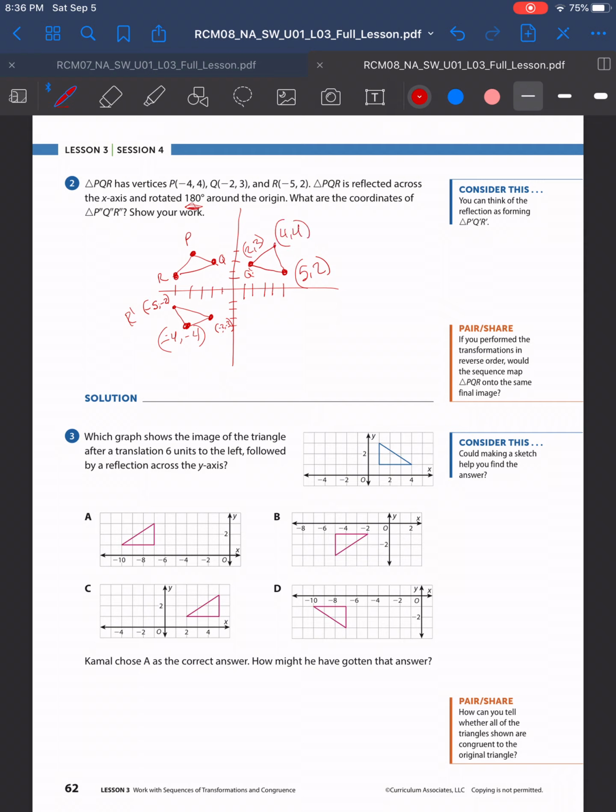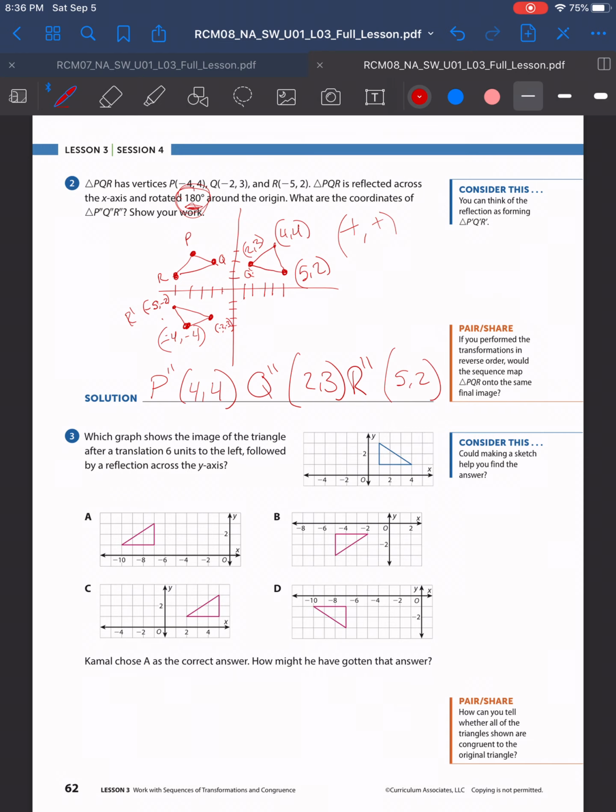Okay. So the rules about rotations: if you're rotating 180 degrees, you just switch their signs. Everything was negative down here, now it's all positive because it's in the positive, comma, positive coordinate. So, man, that was a lot of work. We're gonna say P double prime is 4, 4, and then Q double prime is 2, 3, and then we have R double prime, which was 5, 2.